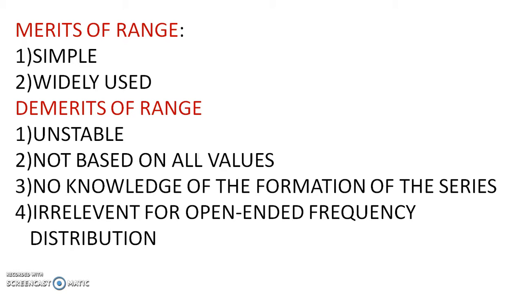Now the demerits of range. First, it is an unstable value, because any change in extreme values or a change in the sample immediately affects the range of the series. Second, it is not based on all values, because we give importance to only extreme values, so we don't take into account the other values. Third, no knowledge of the formation of series. Range gives no precise knowledge about the formation of the series.